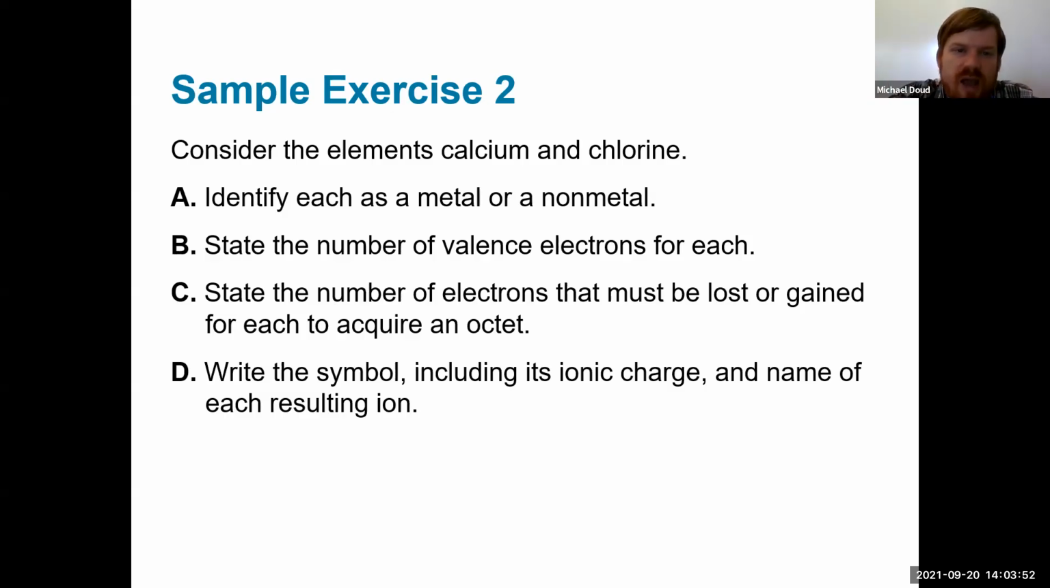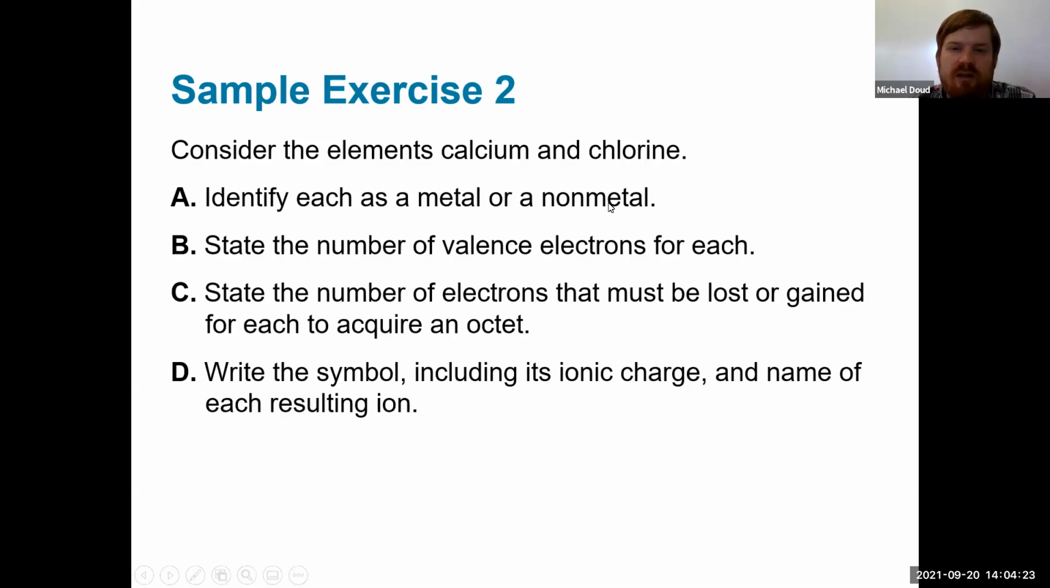Okay, let's assume we're back. Walking it through here, calcium is on the left side of the periodic table, so it's a metal. It's in group 2A, so it has 2 valence electrons. The number of electrons that must be lost or gained: it has 2 valence electrons, so it's going to give up those 2 valence electrons to form an octet, in other words, a stable ion. It loses those 2 electrons to look like its nearest noble gas. And then we'll look at the symbol on the next page.